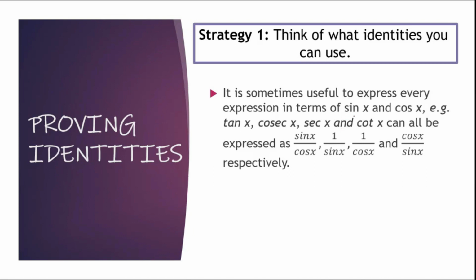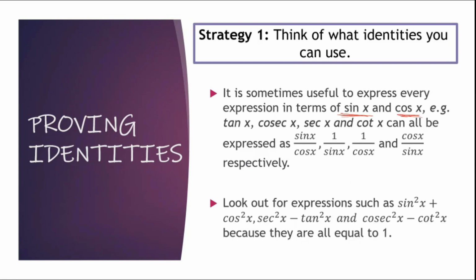So, minsan mas useful pag naka-sine x siya at saka naka-cosine x. So, if we can express the trigonometric values with sine x and cosine x, well and good. Okay? So, for example, no, tan x, cosec x, sec x, and cot x can all be expressed as sine x over cosine x, 1 over sine x, 1 over cosine x, and cosine x over sine x, respectively.